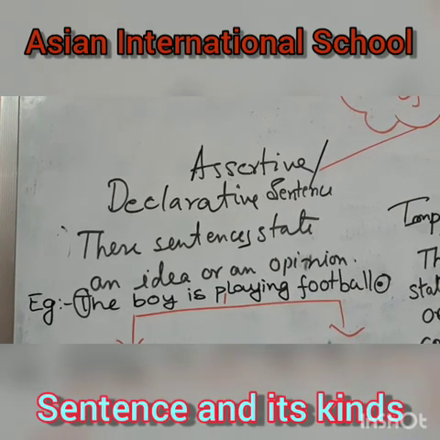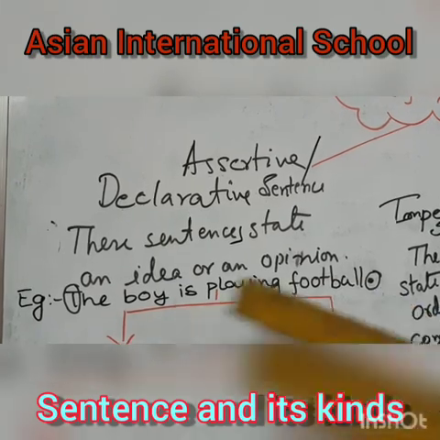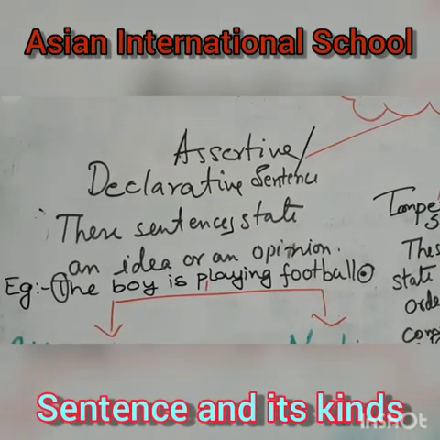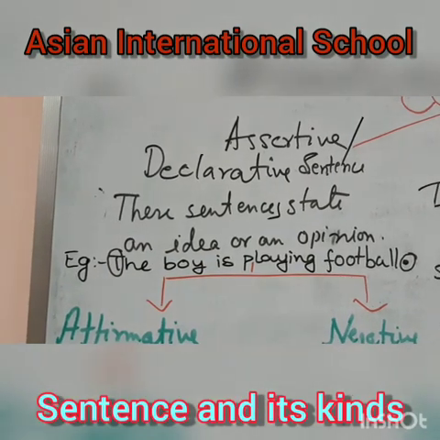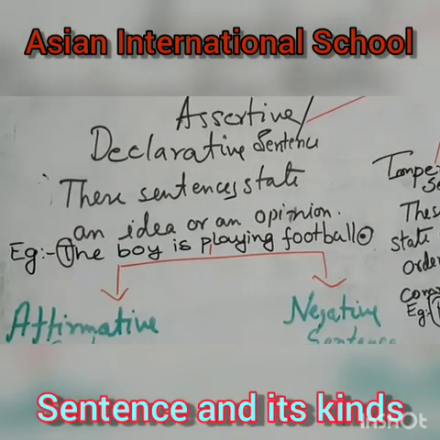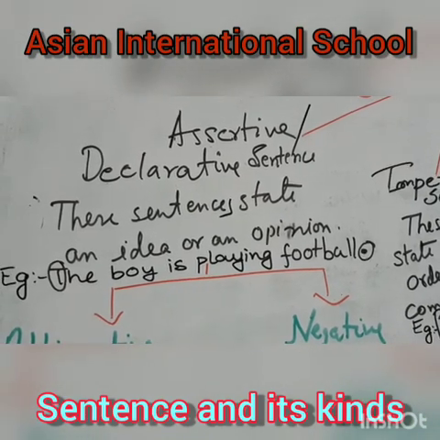Just see that it starts with a capital letter and ends with a full stop. So, the boy is playing football. Always this T, or any other letter which is starting the sentence in an assertive sentence, will be a capital letter. Again, when it is subdivided, it gets into two.